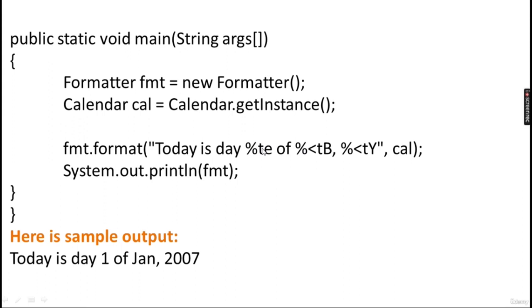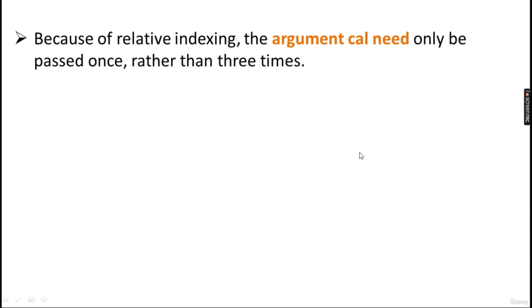For the first, a relative index is not used because the argument is present. For the second, a relative index is given because we are using the same argument twice, and the same argument thrice. So for the first, we are fetching the date. For the second, we are fetching the month, and for the third, we are fetching the year. The relative indexing argument cal need only be passed once rather than three times.